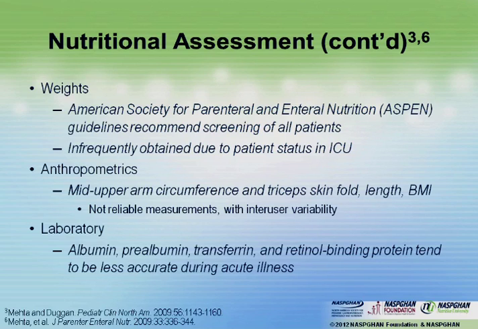Praveen mentioned earlier some anthropometrics: mid-upper arm circumference, tricep skin folds, length, and BMI. But in the ICU, it may not be quite as reliable, and you may have some inter-user variability. This is where training comes in, as far as the person being able to reproduce their results. Laboratory data can be used, albumin, prealbumin, transferrin, and retinol binding proteins, but they tend to be less accurate in patients that are acutely ill.